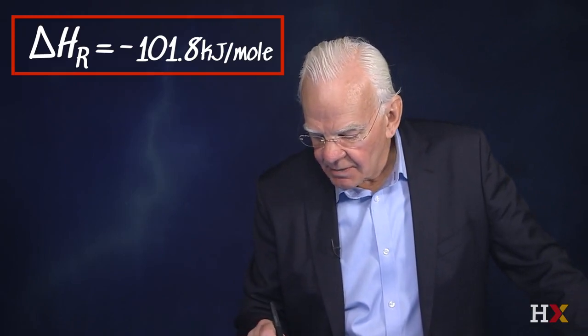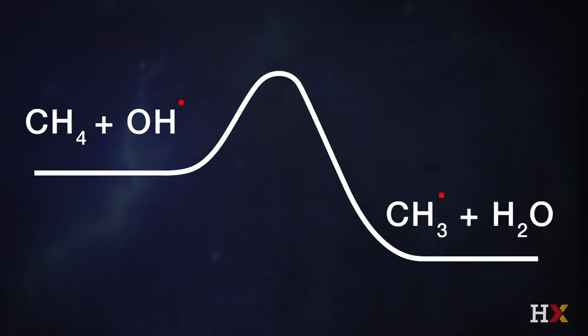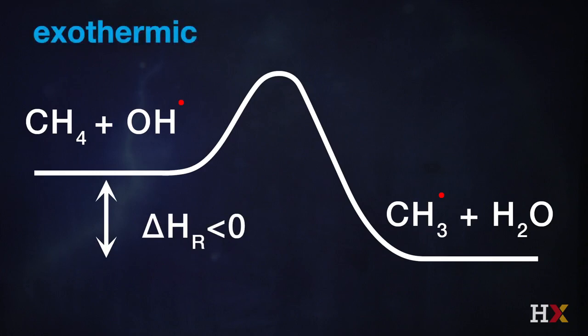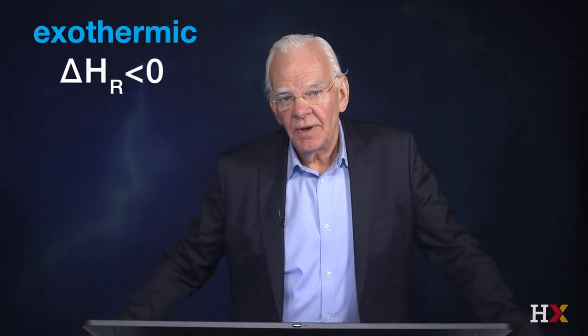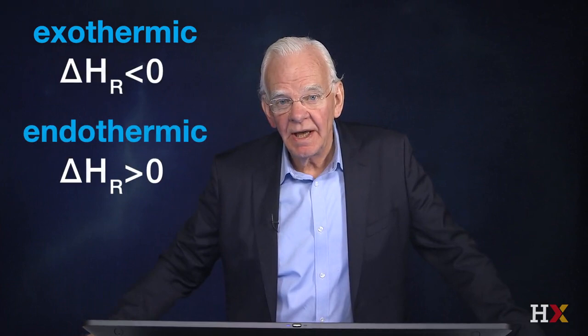When we see that that's negative, that means that the reaction is giving off energy. It's giving off energy because the reaction coordinate looks like this, where we have methane reacting with the hydroxyl radical, producing the methyl radical plus water, and that delta H of the reaction is less than 0 because this reaction is exothermic. If, in fact, we calculated the change in enthalpy of the reaction and it was positive, then in that case it would be endothermic.